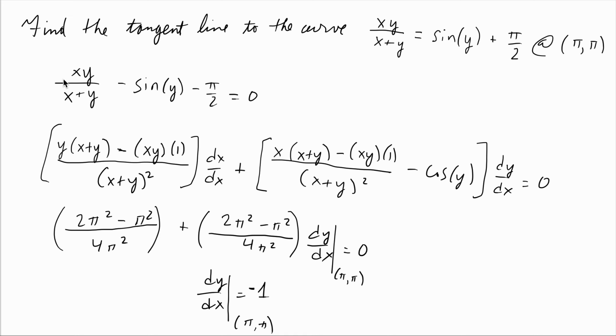So similarly, right here, quotient rule on this, and then derivative of this. Notice that the derivative of negative sine y will be negative cosine y, and then the derivative of a constant, negative pi halves, will just simply be 0. Okay, and then you can check the quotient rule here.